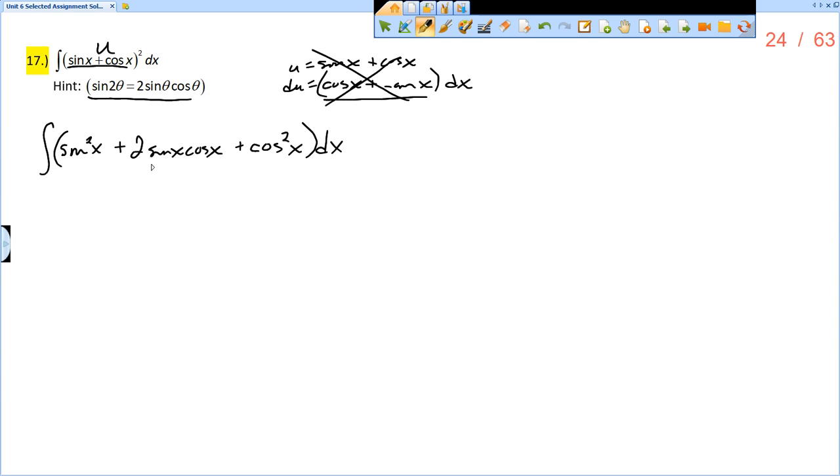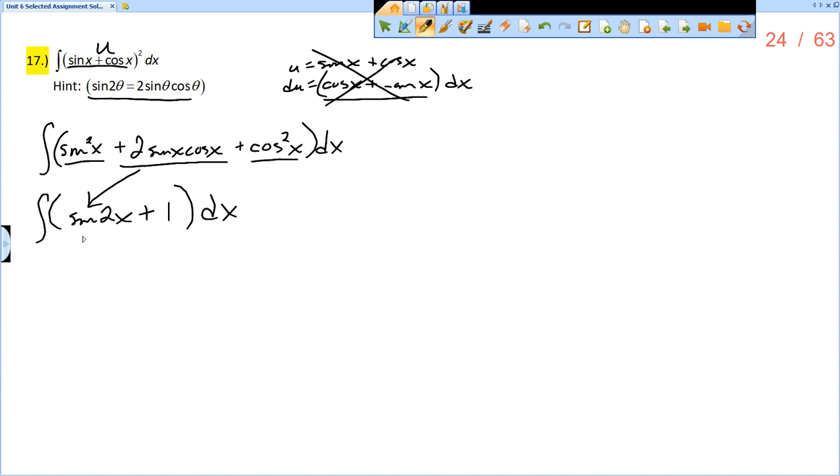All right. So you can see here I have the 2 sine x cosine x, and I give you this hint, right, that that's the sine of 2 theta. And so I can say, okay, that is sine of 2x. Okay, now what about sine squared and cosine squared? Well, sine squared plus cosine squared is 1. So I really have plus 1.